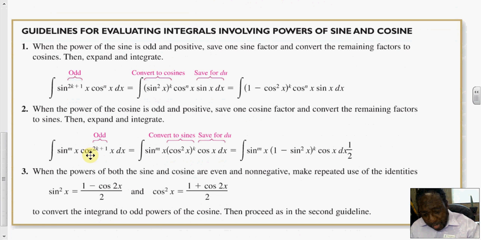The same idea applies for a combination of sine and cosine where cosine has an odd power. Take one of the cosines, and then the remaining cosines would be even, and you take those even terms, cosine squared to whatever kth power, and you write the cosine squared as 1 minus sine squared x.